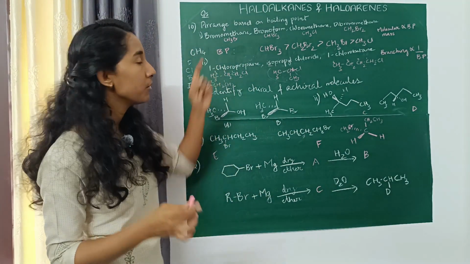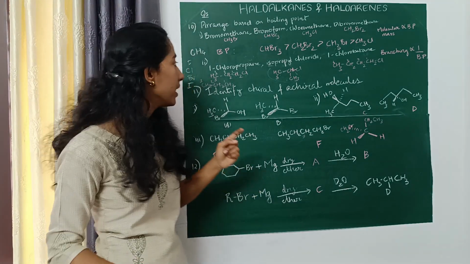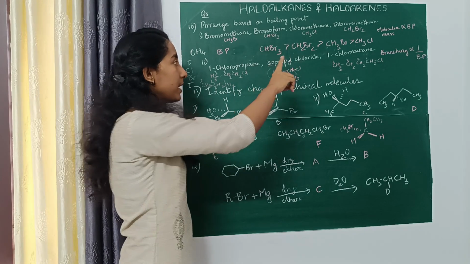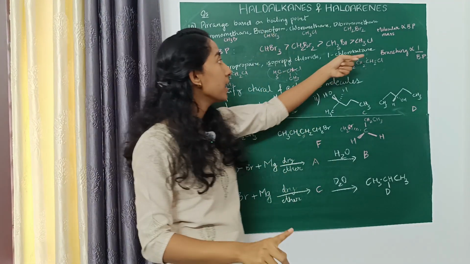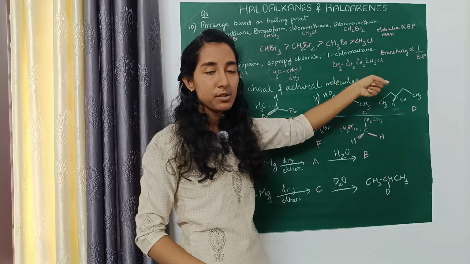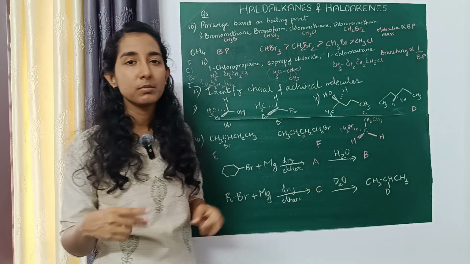Now the question: you need to arrange them based on boiling point. So what is the difference? Here you have 3 carbon atoms, here also 3 carbon atoms, and here 4 carbon atoms. And this is a straight chain. Basically, when you have a straight chain, it will have a higher boiling point.